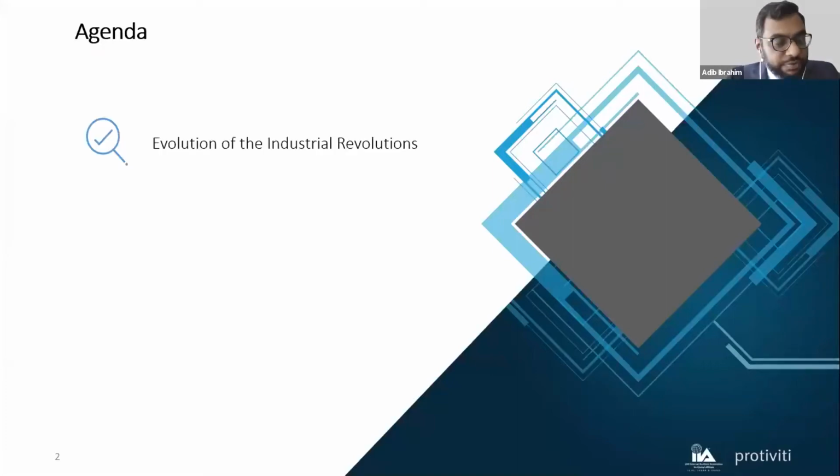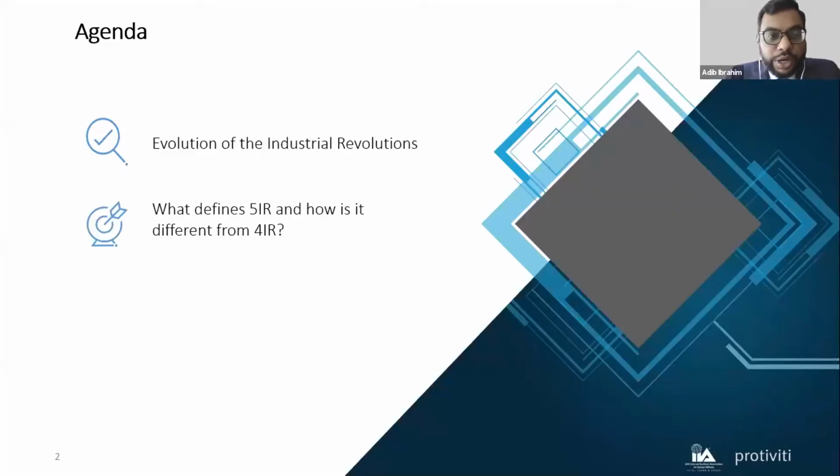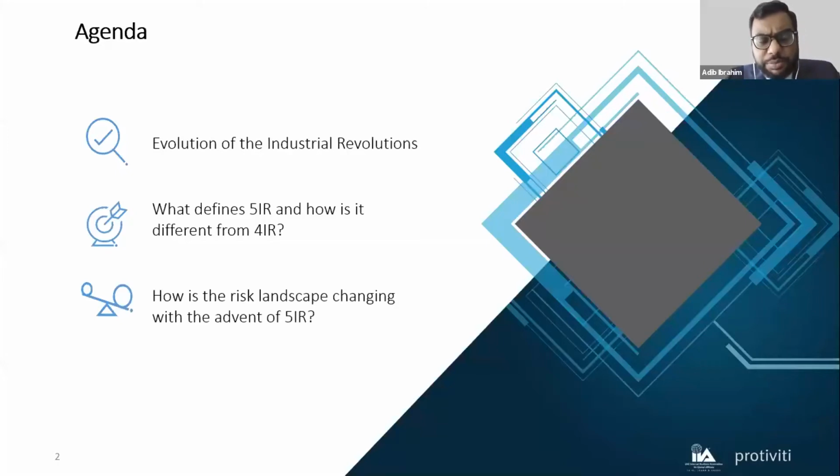First, I would take us down the history lane on how industrial revolutions have evolved. When we say we are in the 5th era, what did the 1st, 2nd, 3rd, and 4th eras look like? We would look at what the 5th industrial revolution is, and how it is different from the existing revolution we are in today, Industry 4.0. The 3rd topic is how the risk landscape is changing with the advent of the new era, and what it means to all of us. And then we would conclude with some takeaways that I have observed in the last 12 to 18 months, ever since I started thinking about this topic, and would also welcome your thoughts.